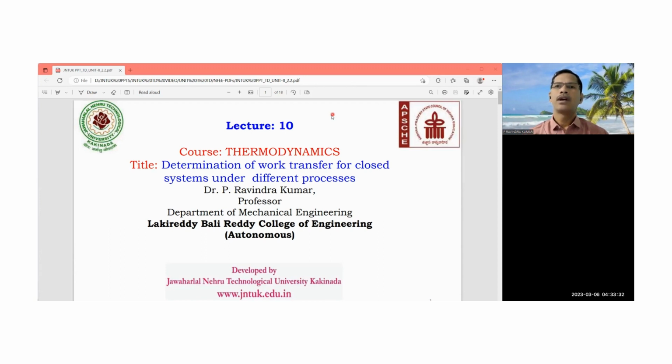Next, it covered the corollaries of the first law of thermodynamics. Reminding the corollaries: the first is that internal energy is a property of a system. Second, the internal energy of an isolated system remains constant. Third is the perpetual motion machine of the first kind. That particular content was covered in lecture 9.